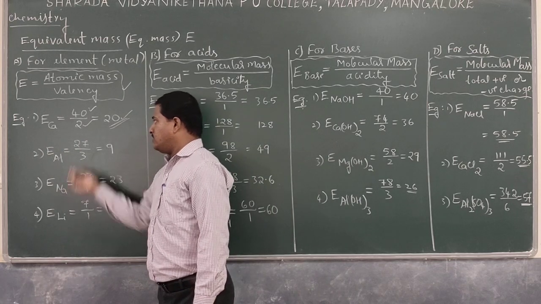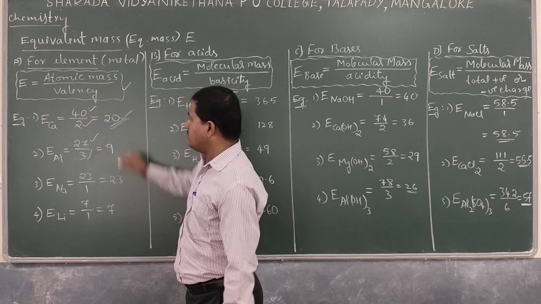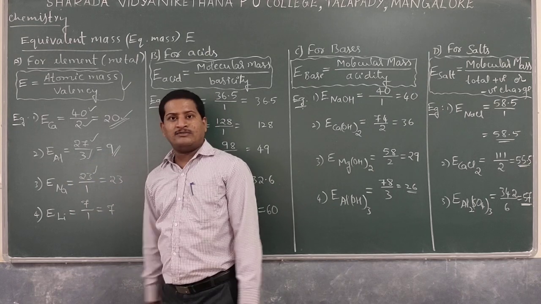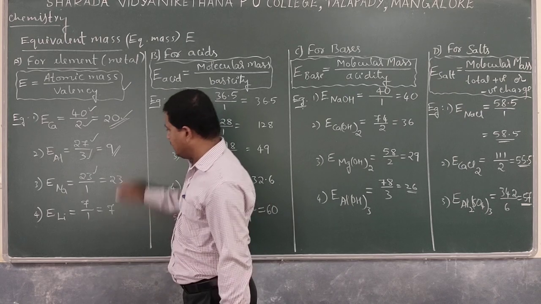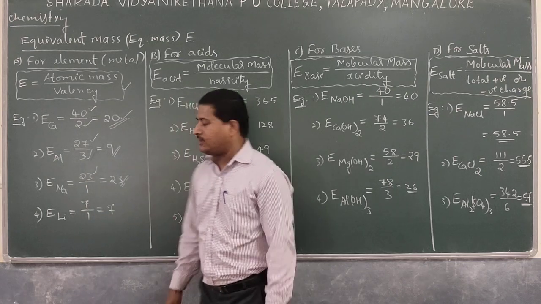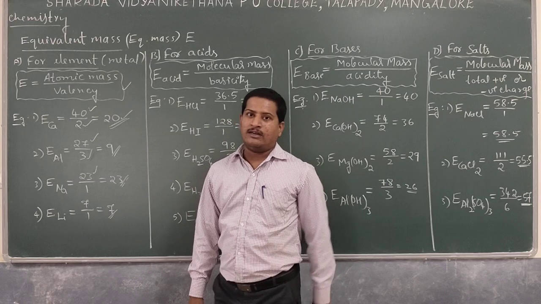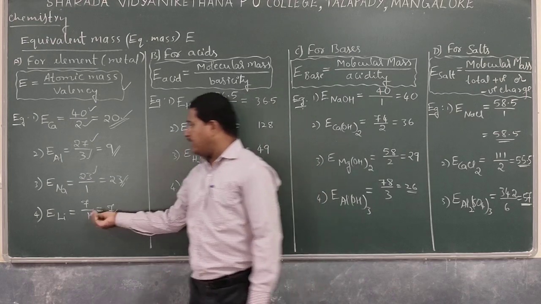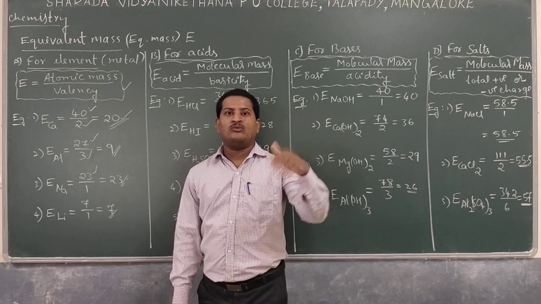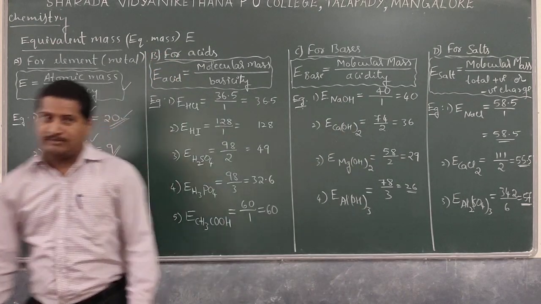Similarly for aluminium, the atomic mass is 27 and the valency is 3. 27 divided by 3 is 9. Similarly for sodium, atomic mass of sodium is 23, and valency of sodium is 1, oxidation state plus 1. In that case, equivalent mass equals 23, which is equal to atomic mass. And for lithium, 7 divided by 1 is exactly 7. Point to remember: equivalent mass equals atomic mass if the valency is 1. If the valency is more than 1, then equivalent mass will be less than the atomic mass. This is the first one, for element or metal.